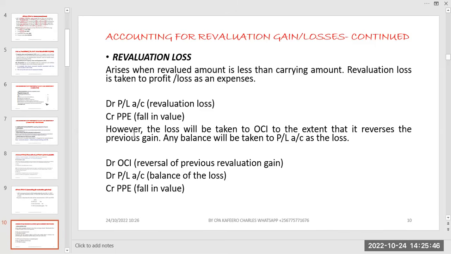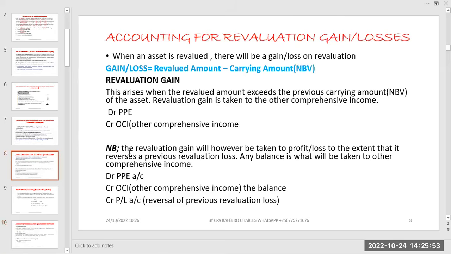This NB is talking about what I have actually explained. Here we are saying that NB, the revaluation gain, will however be taken to the profit and loss to the extent that it reverses a previous revaluation loss. Remember we said the revaluation gains are not supposed to be taken to the profit and loss. They only go there when they are reversing the loss that we took there.